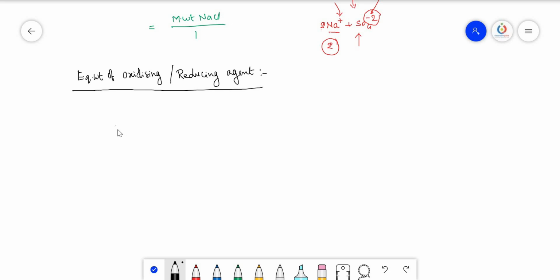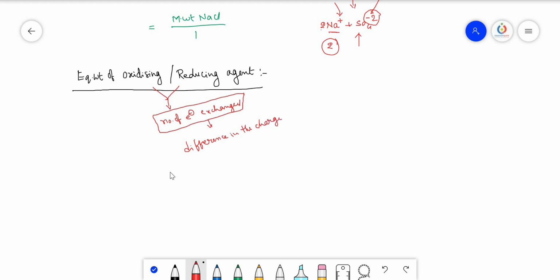So similarly, simple thing here: oxidizing and reducing agents generally lose or gain electrons. So in the case of oxidizing and reducing agents, we have to consider the number of electrons lost or gained. Instead of knowing which is lost and which is gained, we simply have to see the number of electrons exchanged. Or else, if you don't want to know the electrons exchanged, you can simply consider it as the difference in the charge.